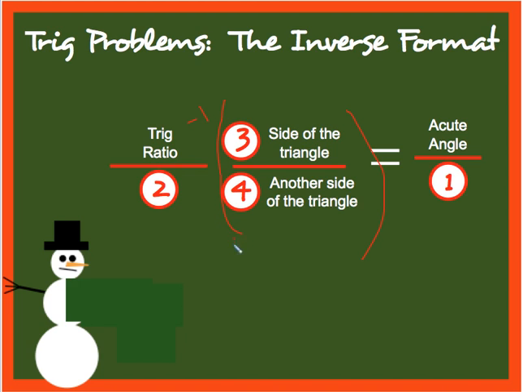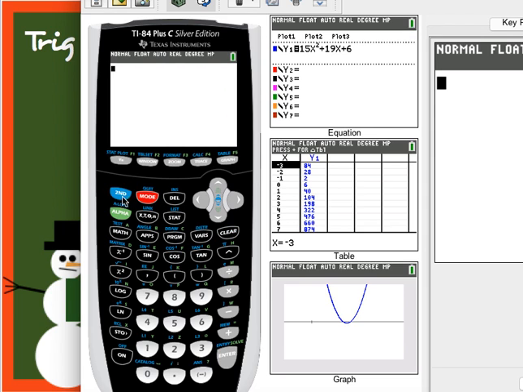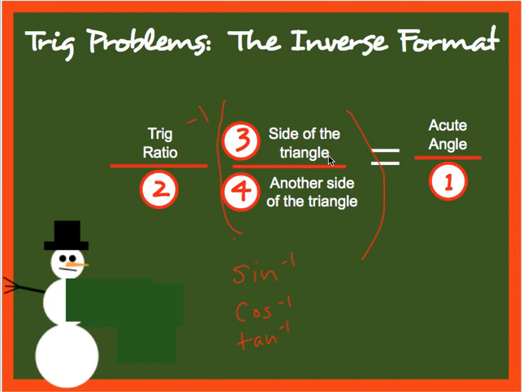So it could be sine of -1, cosine of -1, tangent of -1. And the way that you do that in your calculator is you just hit the second button. Let me clear out of this. So if I were to hit second sine, it would bring up that sine to the -1. So that would be the inverse of sine. And that's the only difference. It's actually easier because you don't have to decide to multiply or divide to solve it.